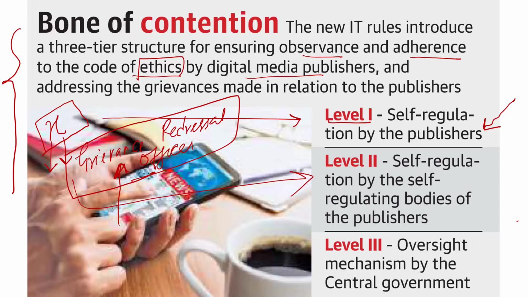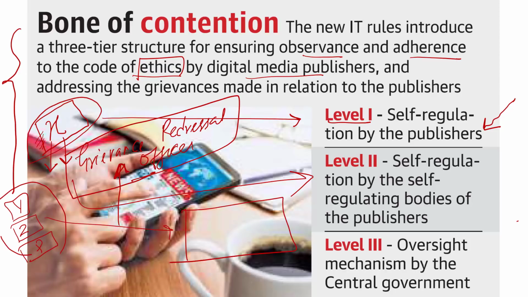And what is level 2? Here is a news portal X. There can be a news portal Y as well, news portal Z as well, news portal P as well. All these news portals will set up a committee. This committee will basically be a self-regulating committee, that means a self-regulating committee of a group of online news portals. And then you can take this complaint to this self-regulating committee.